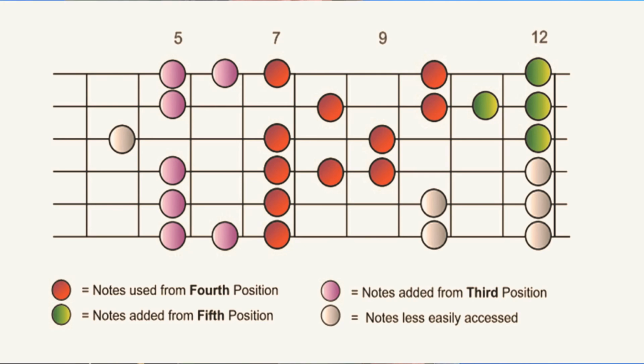Most of the notes in the 3rd position, coloured pinky purple, are nice and easy to link to the 4th position. But the note at fret 4 on the 3rd string is coloured grey because it's harder to reach. Similarly, we can access the higher notes in the 5th position, so we've coloured those green. But those on the lower strings are grey because they're a bit more awkward to get to from the 4th position.